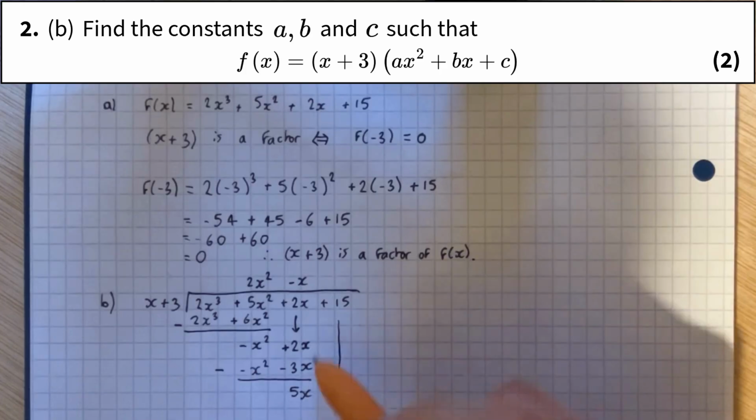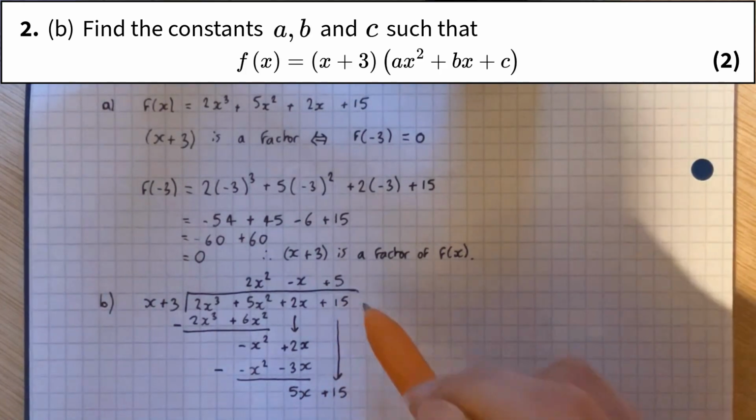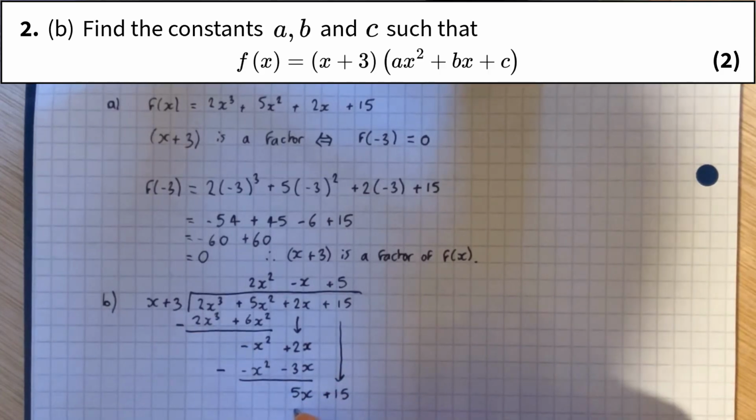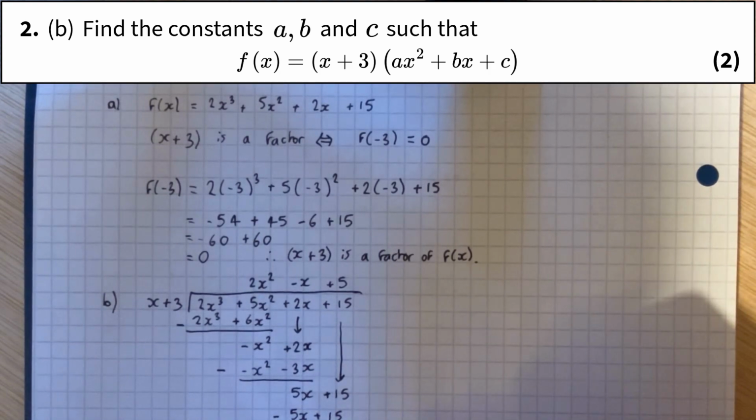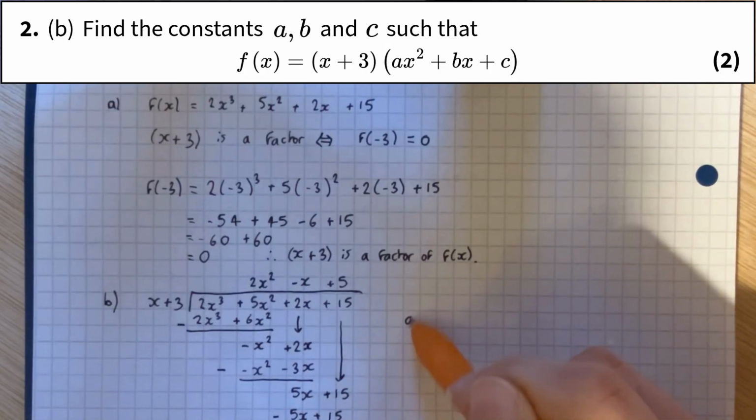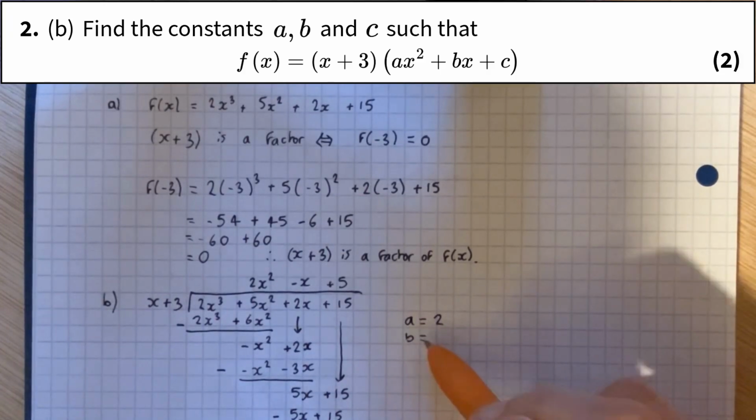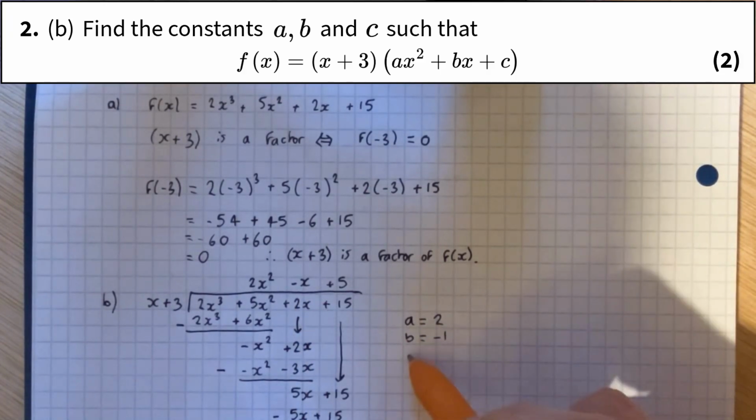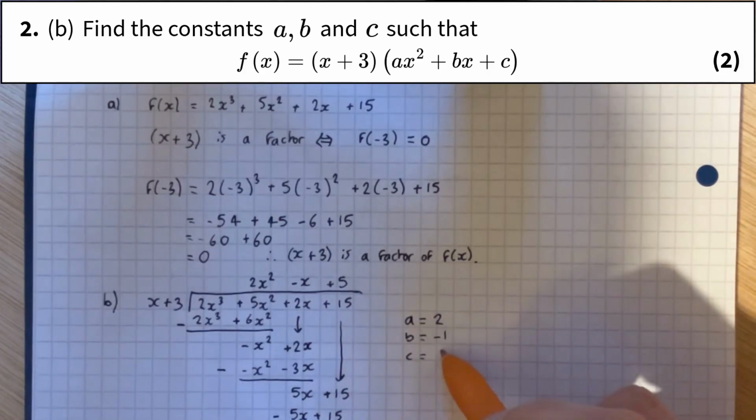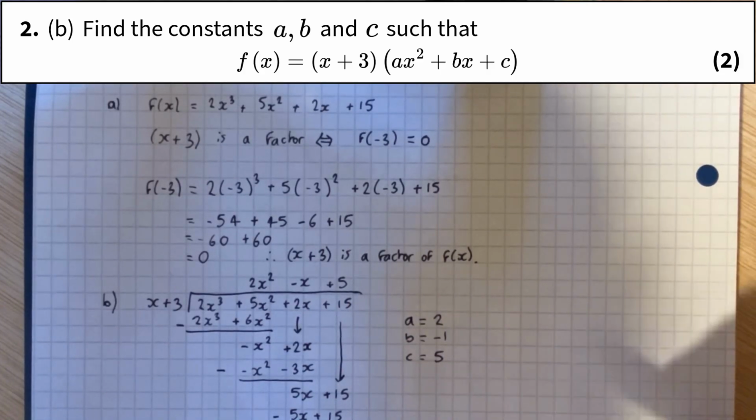Last time we asked the question, what do you times by x to get to 5x? It's 5. Now times the 5 by x + 3. We get 5x + 15. And we subtract the 2. You can't quite see it, but that should be 0 at the bottom, which is great because that means there's no remainder. Our answer is now at the top there. So the answer is 2x² - x + 5, or a is 2, b is -1, and c is 5.